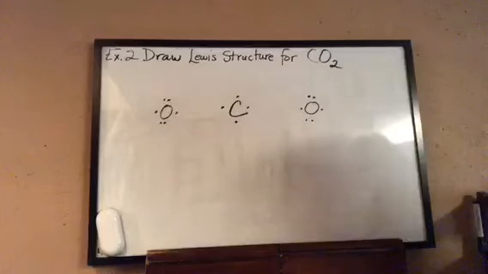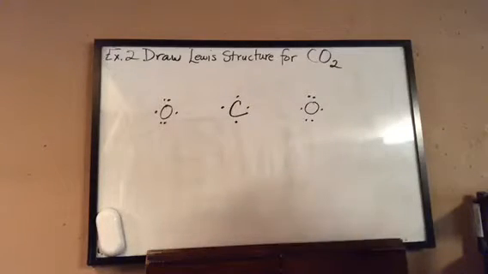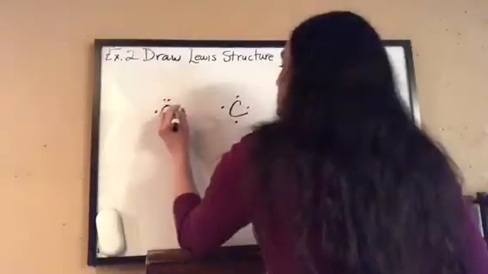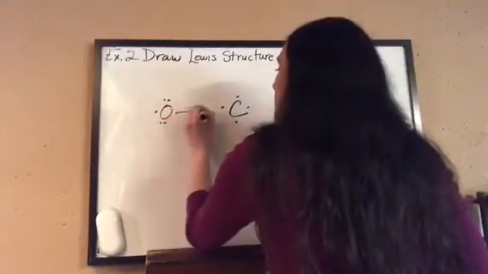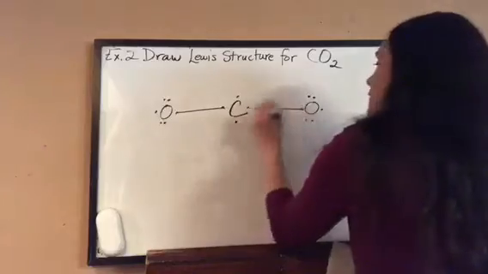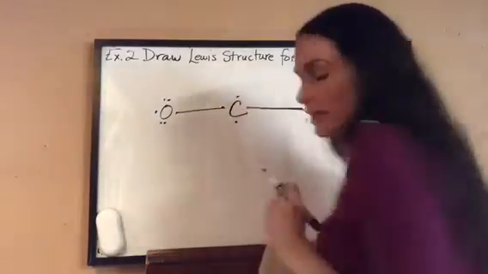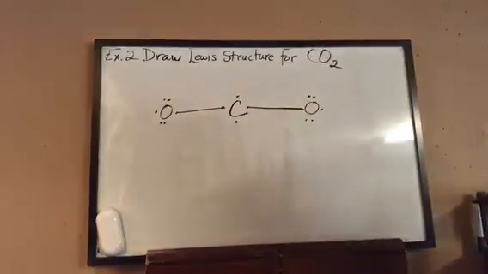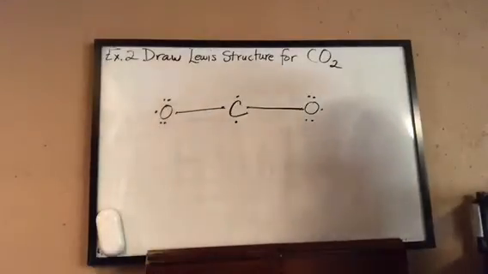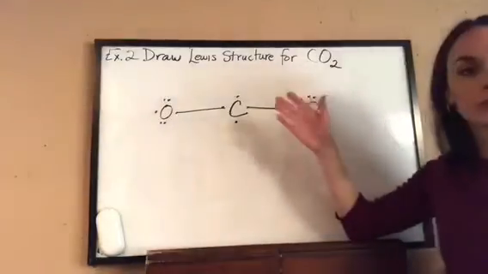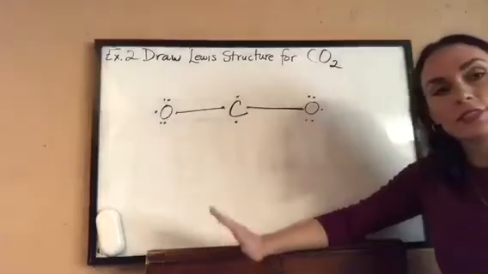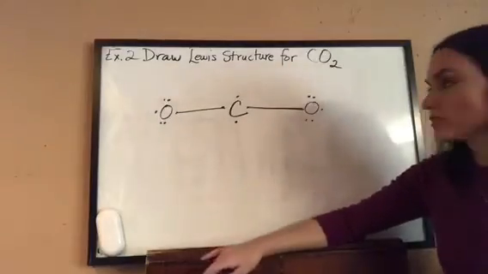We go down to the general rules for drawing Lewis structures, and the next rule says to draw the bonds. Two electrons form a single bond. So let's draw a bond right here, let's draw a bond right there. Okay, let's check now that the octet rule is satisfied. We don't have hydrogen here, so we don't have any exceptions. Everything should follow eight electrons around it.